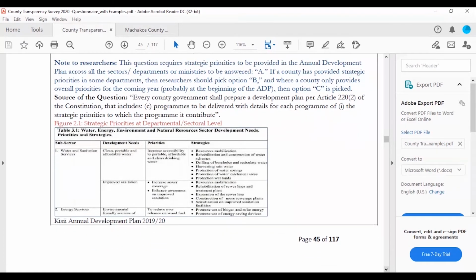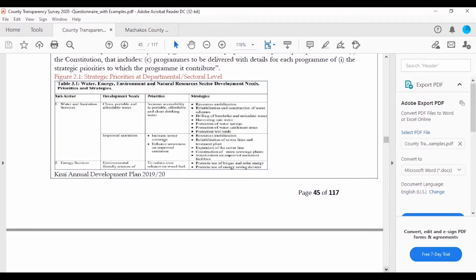The reason why we asked that statement on whether they have provided strategic priorities in that particular document is because in accordance to Article 222 of the Constitution, it states that every county government shall prepare a development plan that includes programs to be delivered with details for each program of the strategic priorities to which it contributes. Okay, so you have seen for yourself.